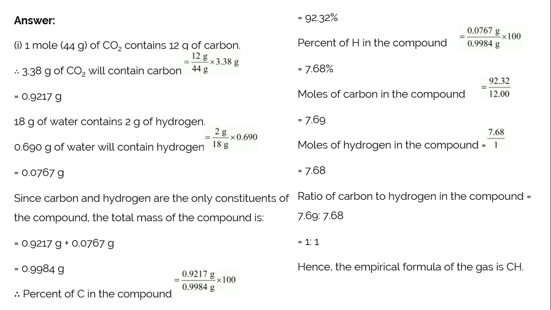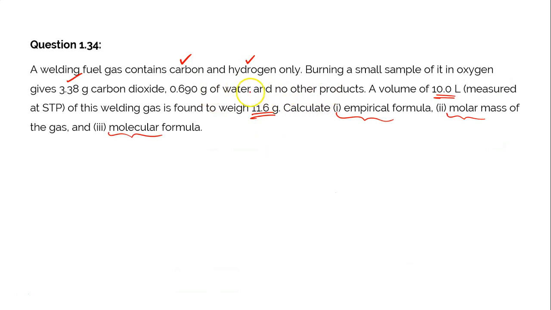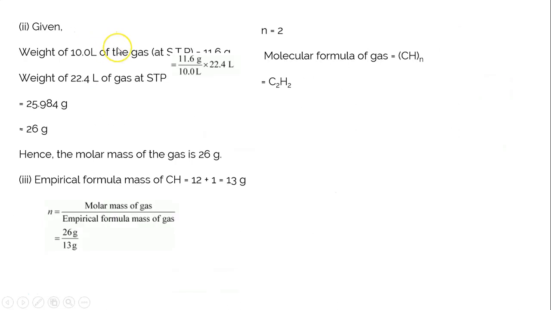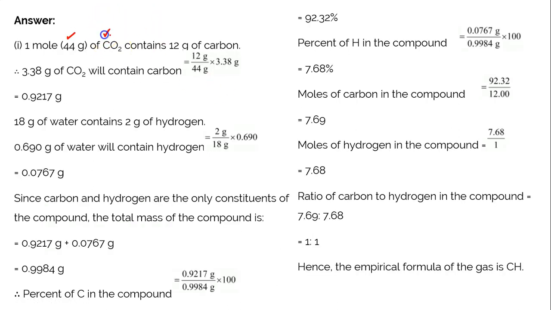First of all, since they are saying that the products are water in the form of vapor and carbon dioxide, let's talk about the products first. So 1 mole of carbon dioxide will be weighing 44 grams. And 44 grams of carbon dioxide is consisting of 1 mole of carbon. The carbon in the formula is 1, which is 1 mole of carbon, and the mass of this 1 mole of carbon is going to be 12 grams.